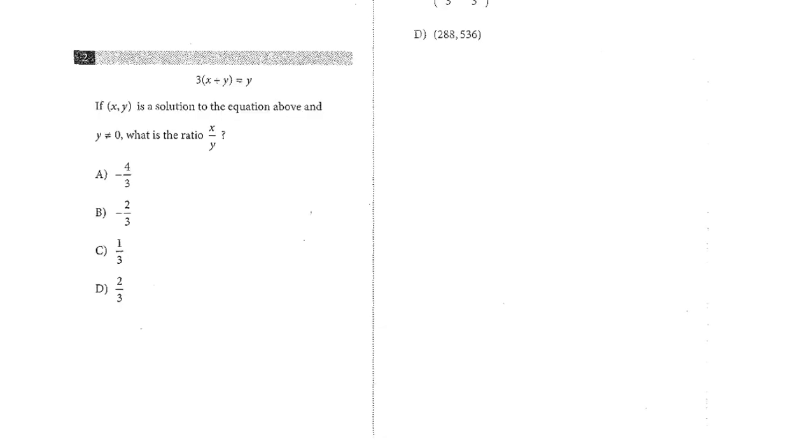Let's go to number 2. For number 2, basically we're looking for this ratio. So we do the distributive property. We put all x on one side, y on the other side. So I have 3x plus 3y equals y.